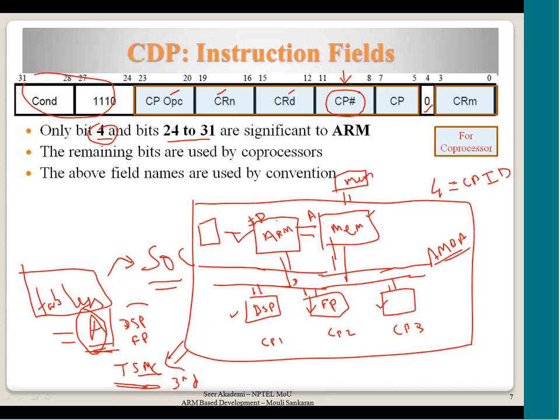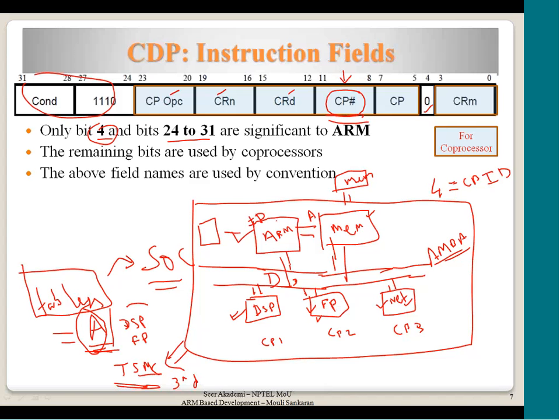Then different companies: the DSP core may come from a specific company, and the floating point core may come from another company who are experts in providing top IPs which can be integrated with the SoC. Another company may have a networking or encryption IP built as a coprocessor. Now if the coprocessors are provided by different companies, they need to have some standard on how they are going to interpret the instructions. Why? The instructions going on this data bus are going to be seen by all of them.